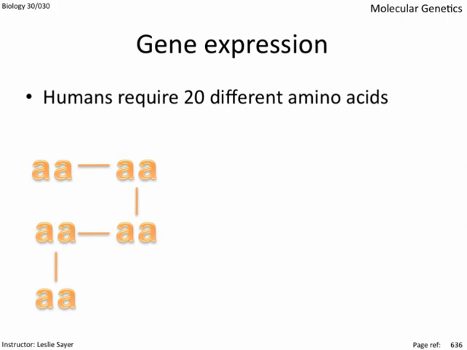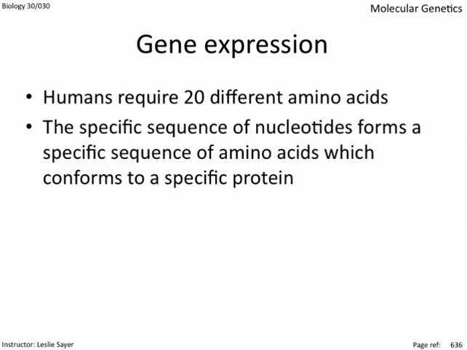It didn't take long for the association between the sequence of amino acids in a protein and the sequence of nucleotides in a piece of DNA to be established. The specific sequence of nucleotides forms a specific sequence of amino acids, which conform to a specific protein. The sequence of nucleotides that indeed result in a protein is called a gene. Gene expression, then, is the protein that results from a gene.